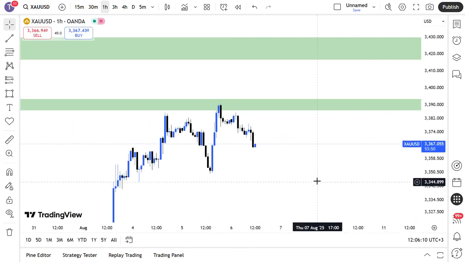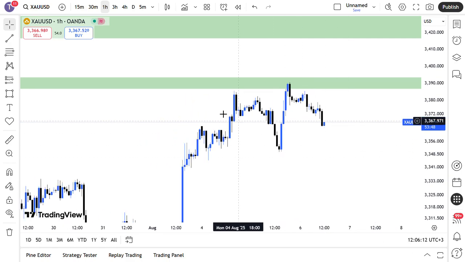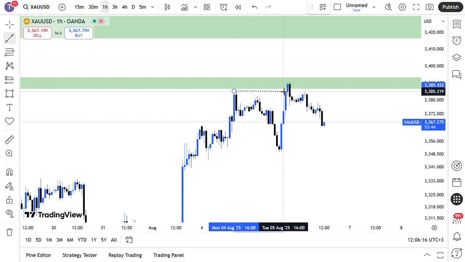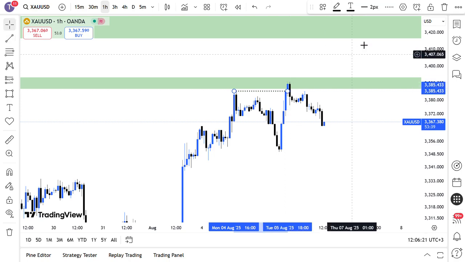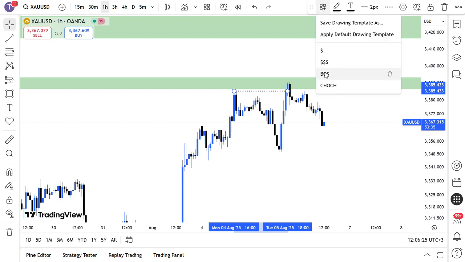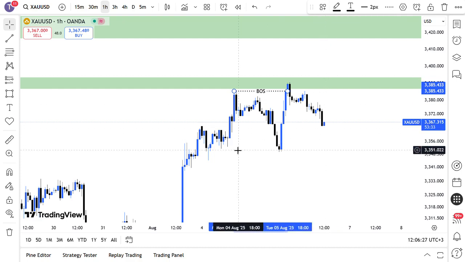On the 1 hour time frame, we can see clearly we have this break of structure to the upside. I want us to focus mainly on the current move because now we have our buyers. So that is the break of structure to the upside.